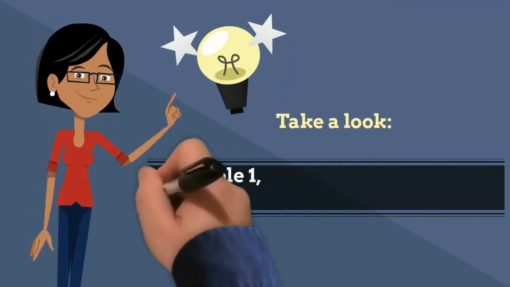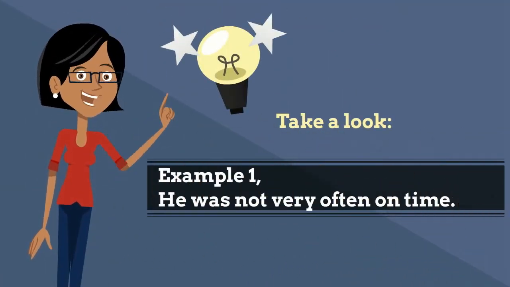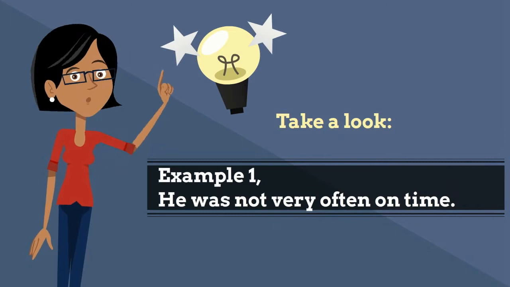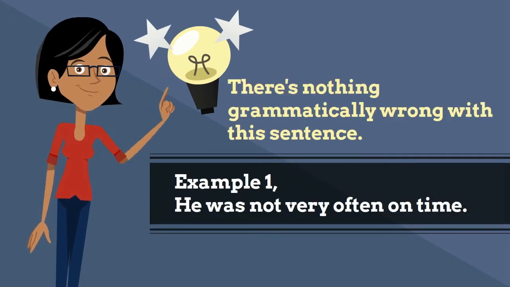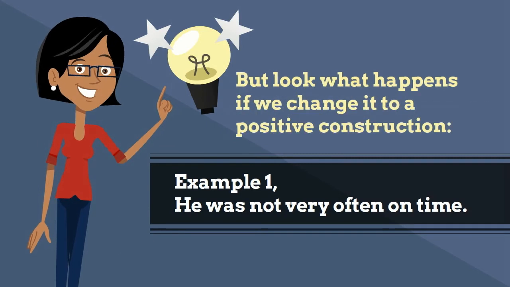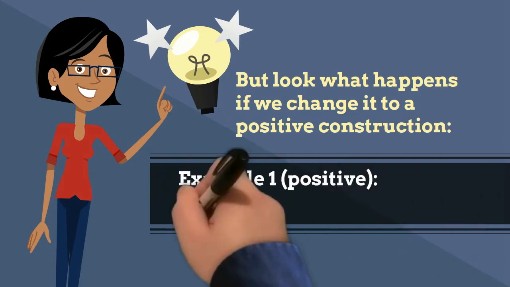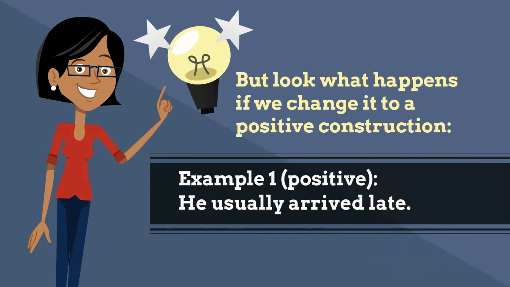Take a look. Example 1. He was not very often on time. There's nothing grammatically wrong with this sentence. But look what happens if we change it to a positive construction. Example 1. Positive. He usually arrived late.